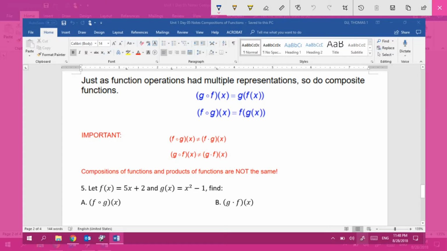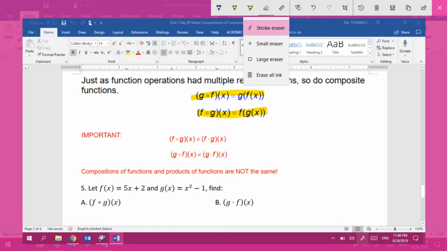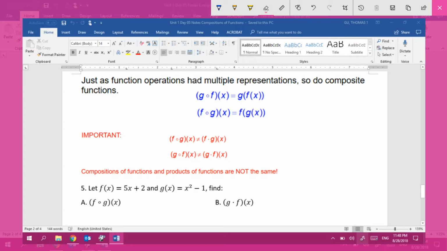Okay, going down here. Just like function operations have different ways you can write it, so do composite functions. So look at this fancy terminology. G open circle f of x. That really means g of f of x. And then we've got the f open circle g of x. This one means f of g of x. So it really stays in the same order of whatever's before the open circle and whatever's after the open circle.